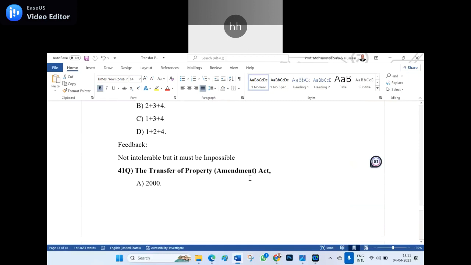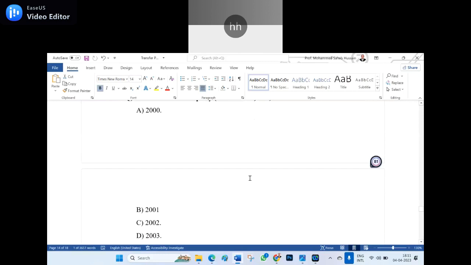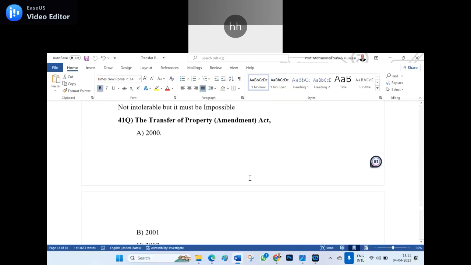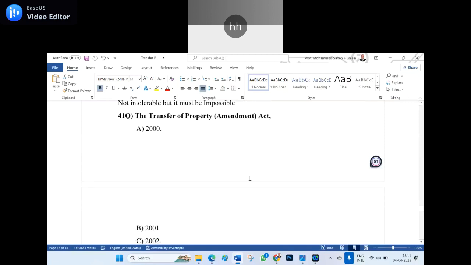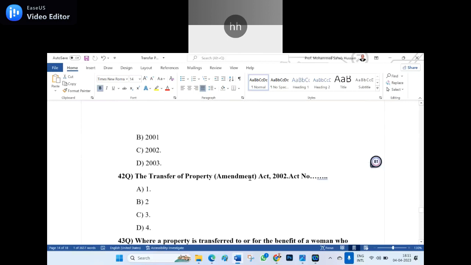So, 41st question. The Transfer of Property Amendment Act, which year? A, 2000. B, 2001. C, 2002. D, 2003. The amendment act, the latest. C, sir, 2002. Yes, 2002 is the latest act.